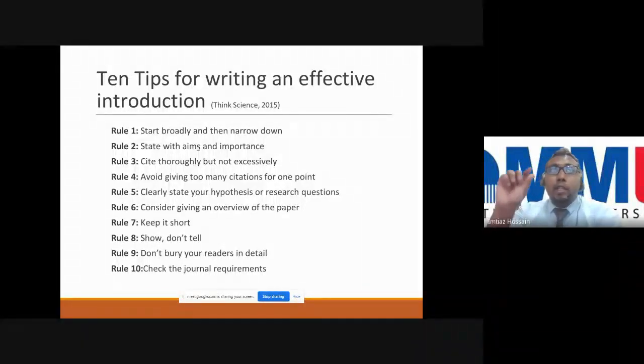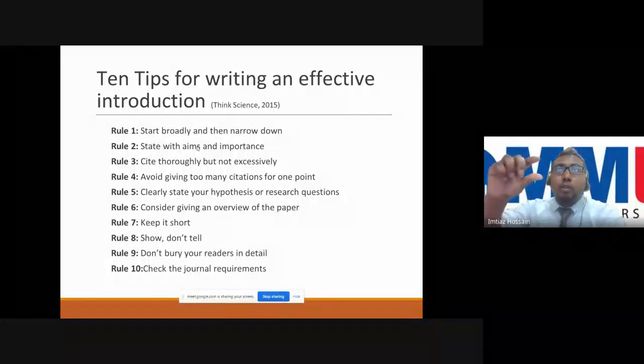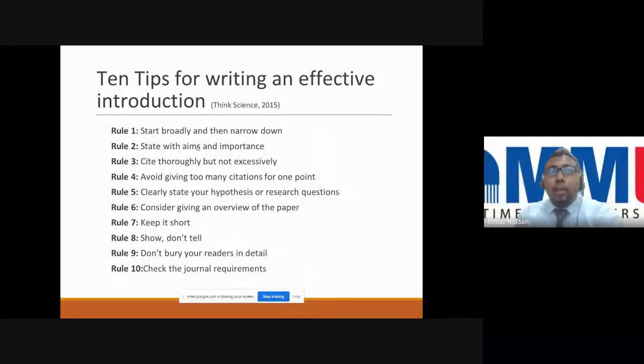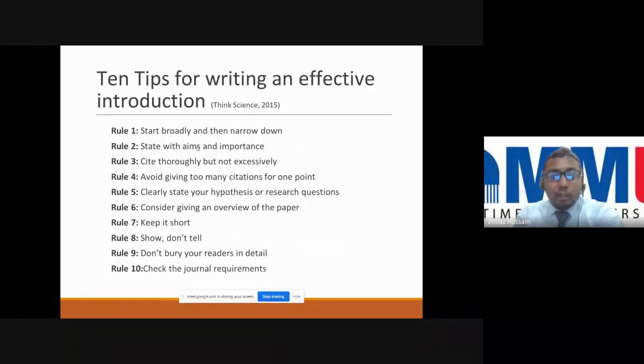Like if we start with the author's name at first, then we explain, it shows that this statement is given by this author. So you're losing the point of your own voice. So it's better to use the author's name at the end. Okay, that is some strategy you can follow, and avoid giving too many citations for one point. Sometimes we have the perception that if we give too many citations, it will be more catchy, it will be more valid, but it's wrong.